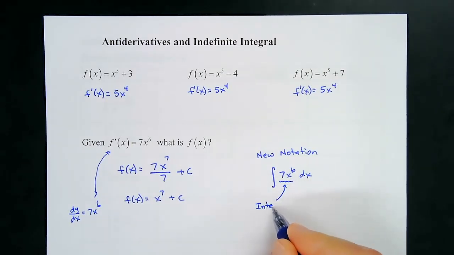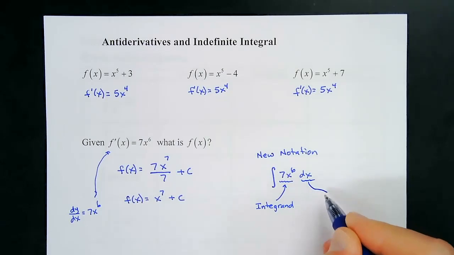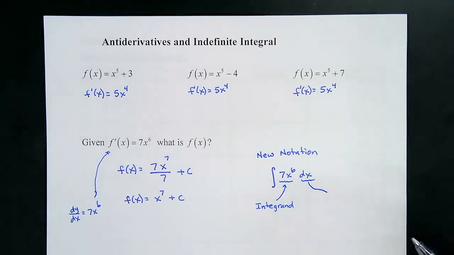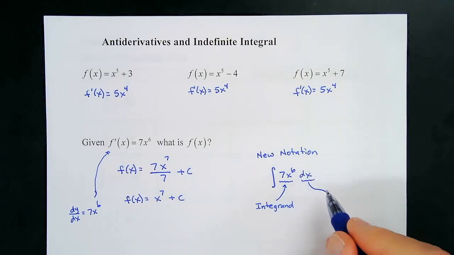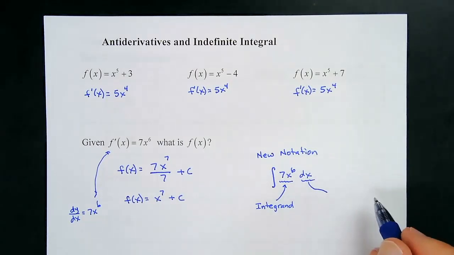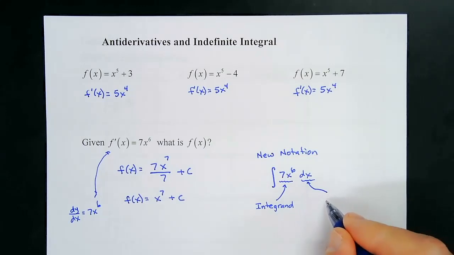That's what we're integrating: the integrand. And this dx is the variable of integration. It's kind of like the dy over dx, it comes from this. It has to do with dy and dx and all of that. This will make more sense as we get more and more into antiderivatives, okay? But this is called the variable of integration.